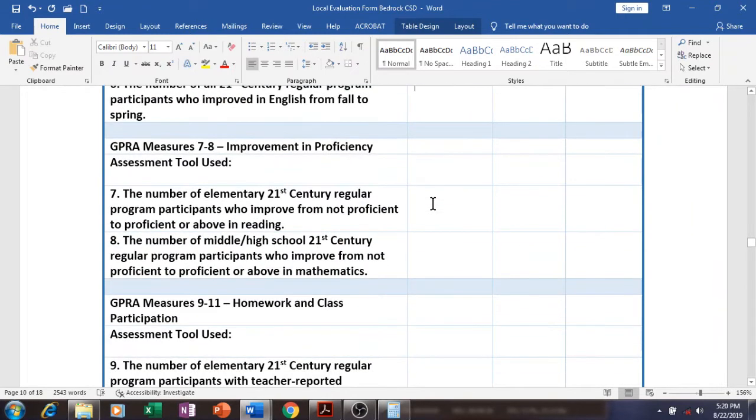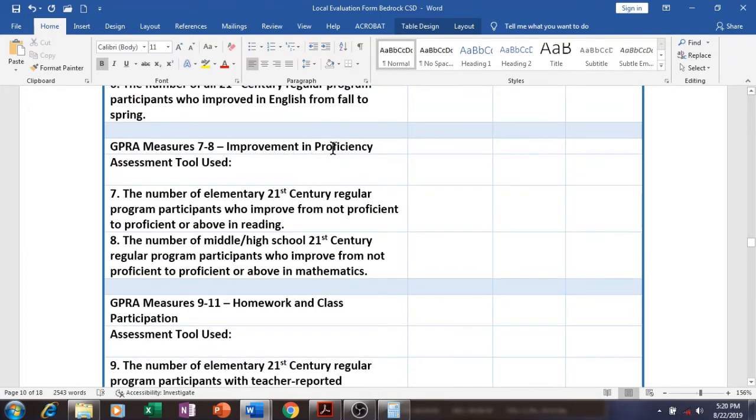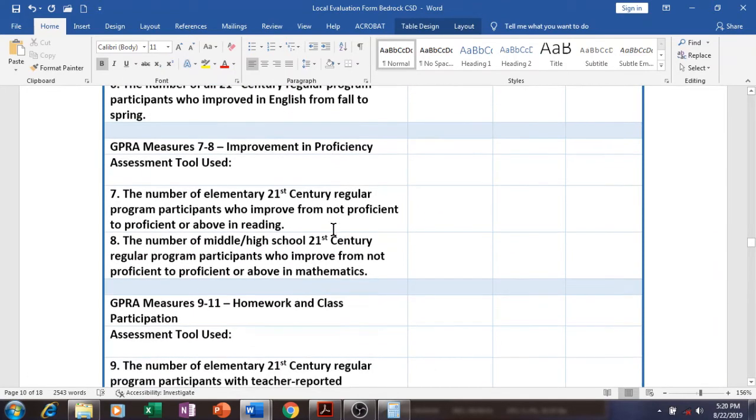So let's move down to the next part, which is improvement in proficiency. This is for students who are not proficient. You can show improvement and not become proficient. So this is 7 and 8. 7 is elementary regular participants who are below proficiency in reading. 8 is secondary students, regular participants, who are below proficiency in mathematics. Two different things. Elementary is reading, secondary is mathematics.